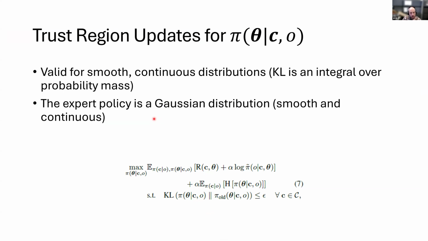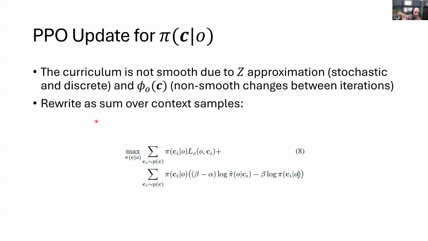But first we want to modify our tractable optimizations by adding a trust region on the pi theta c o optimization. So this trust region is, keep this KL regularization below some epsilon, right? And you pick the epsilon. And this is good for smooth distributions because it has to be integrable. The expert policy is a Gaussian distribution. So remember I said we spit out a Gaussian distribution of motion primitives. And so this works. However, I'm just highlighting that term, the KL, the trust region update.